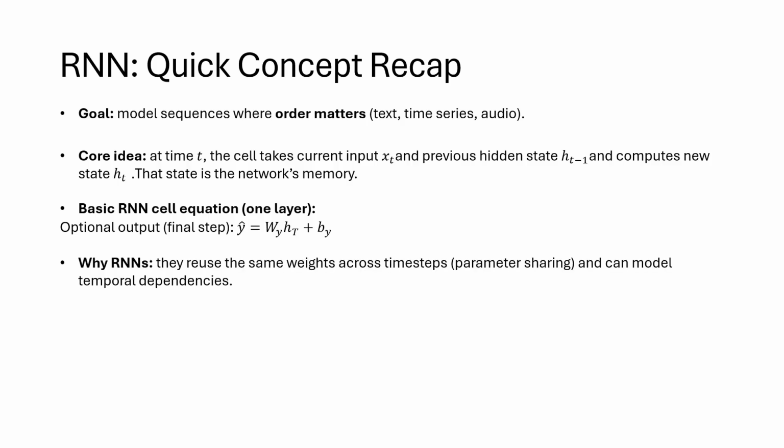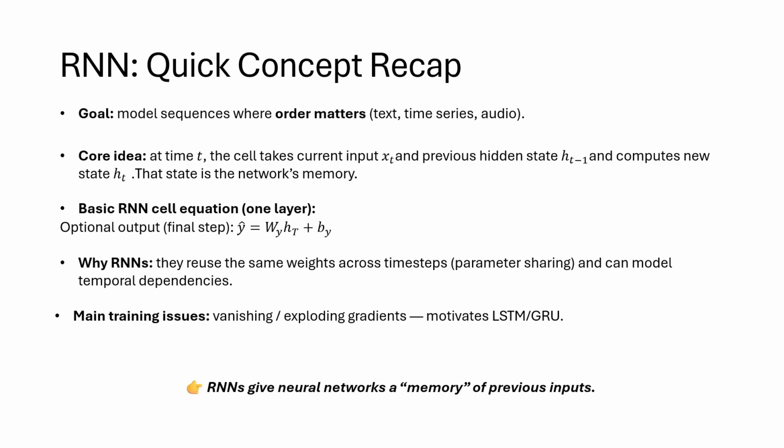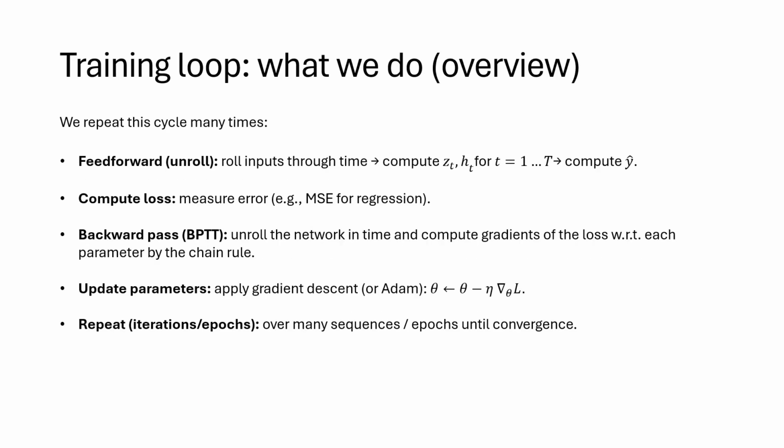So why do we choose RNNs? It's because they reuse the same weights across time steps, so they share the parameters and can model temporal dependencies. But the main issue is that we have either vanishing or exploding gradients, which leads us to the long short-term memory or the gated recurrent unit networks that we're going to discuss in later videos. So an RNN gives the neural network a memory of previous inputs. Let's start with an example.